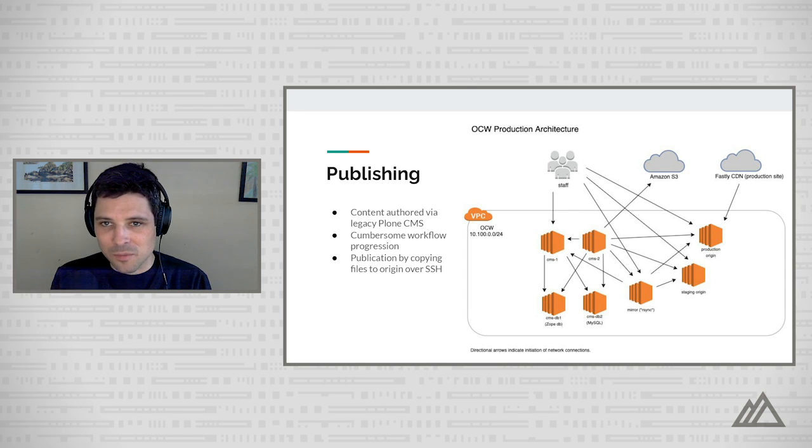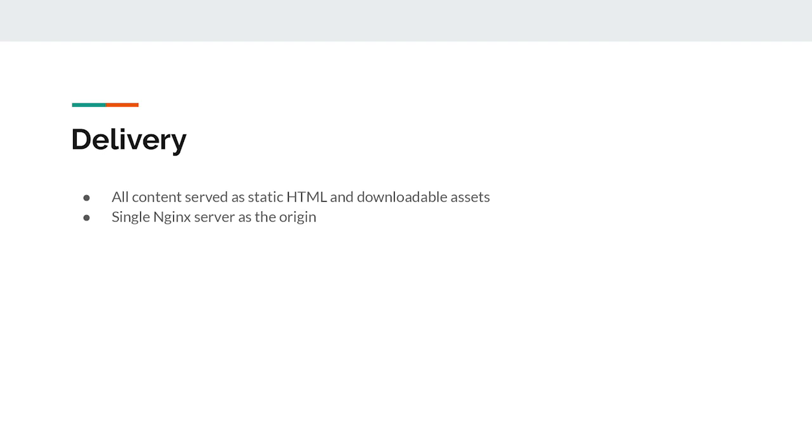Once the content has actually been produced, it is copied over to the origin servers and various other systems using SSH, which is error prone, and there are just a lot of moving pieces to this overall site. Once we do get it to the origin server, though, it is fairly easy for delivery because we're able to take advantage of a CDN, in this case Fastly, and all the content is served as static HTML with some downloadable assets such as PDFs of course syllabuses or quizzes for people who want to be able to experiment with testing their own learning.